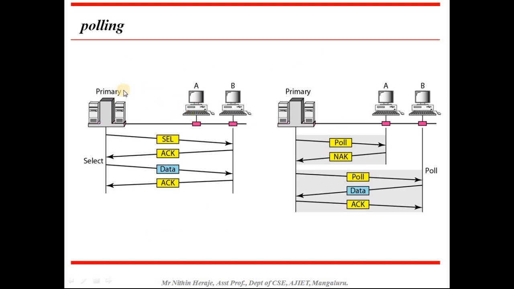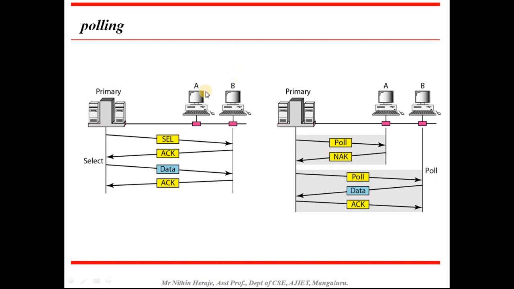If you look at this, there is a primary and other stations over here. So there is no communication between station to station. So that is A and B. Any communication you want to do, you have to do it through the primary station itself. You don't have any direct station to station communication. Anything has to be done through the primary station itself.